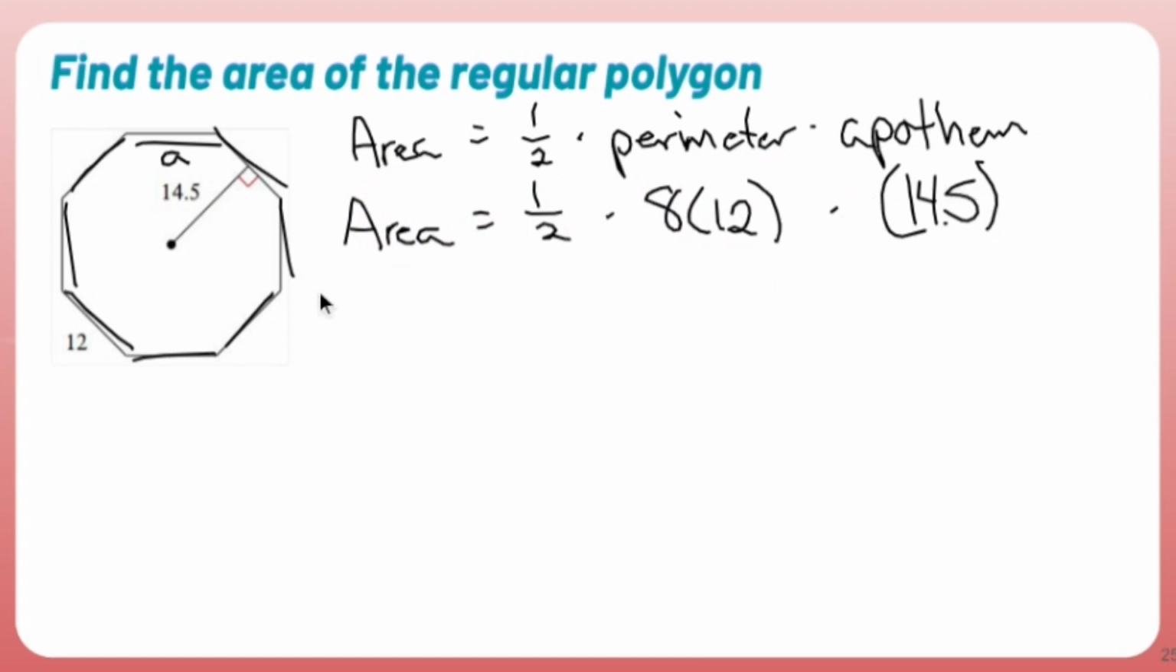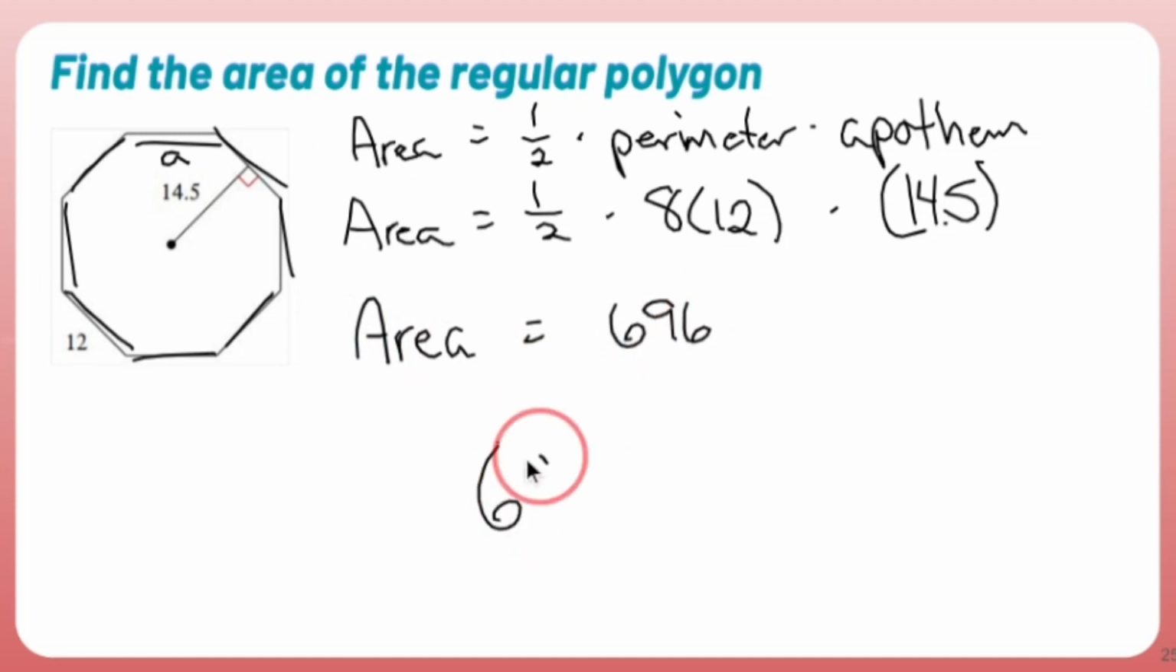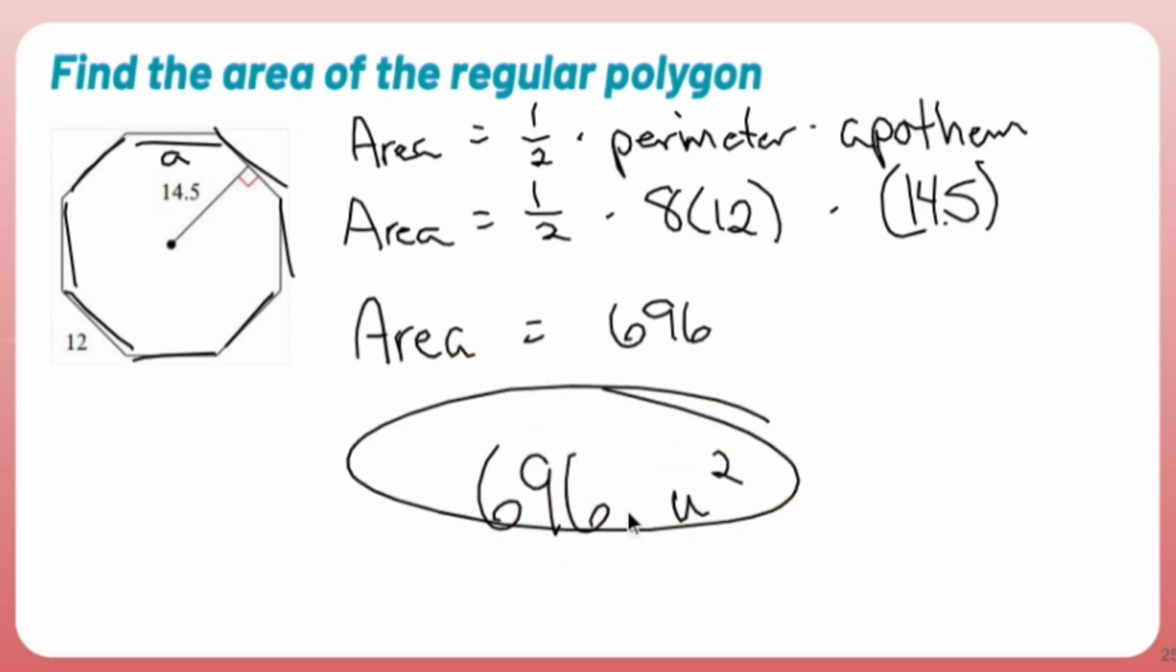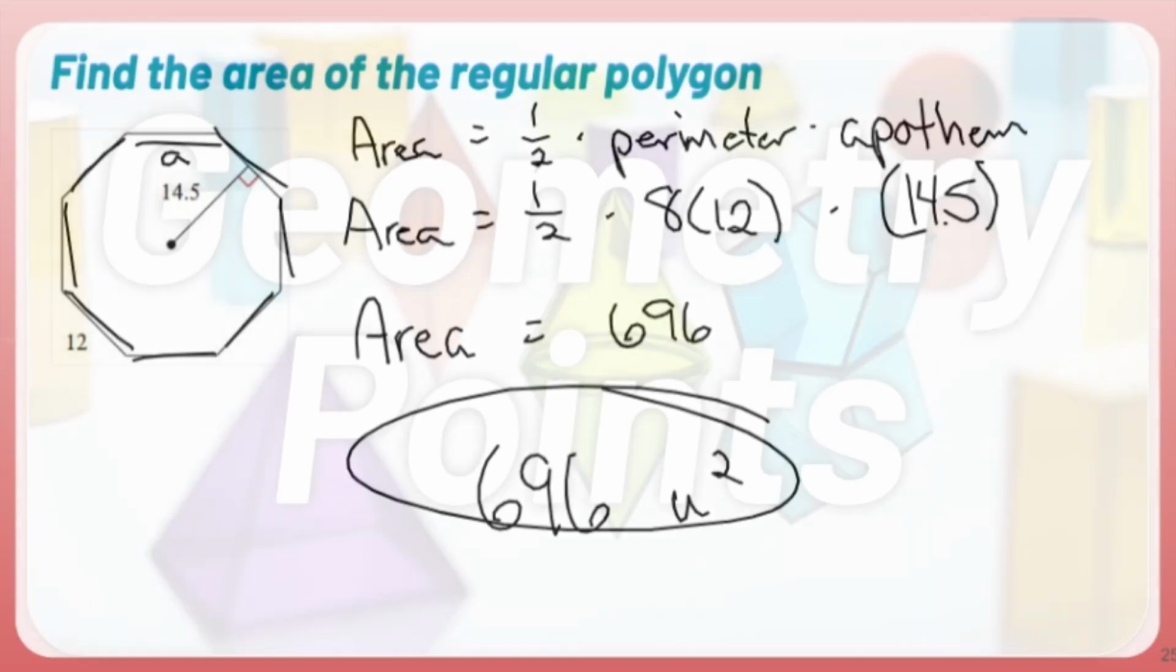All right, so I'm going to go off to the side here and pretend like I'm not going to plug this into a calculator. And I did this all in my head, and I ended up getting 69.6. Nice. Now, do I have any units? No. If I had units, I would say square units. So I'm just going to put square units anyway. I'm allowed to do that because it's area. But that's how you find the area of a regular polygon.